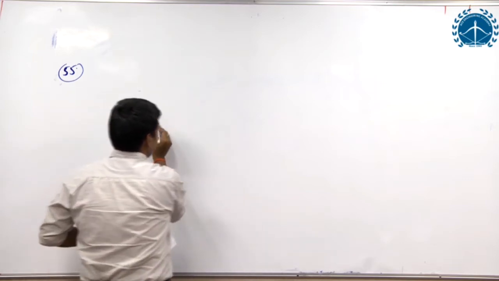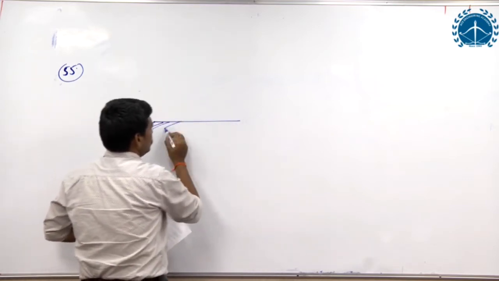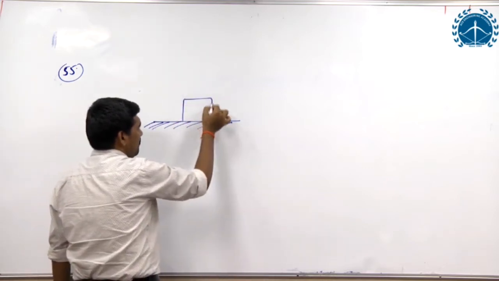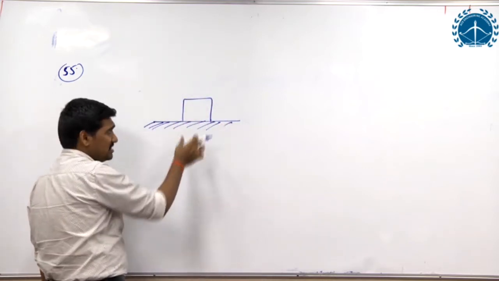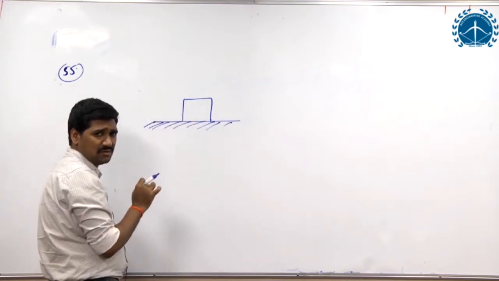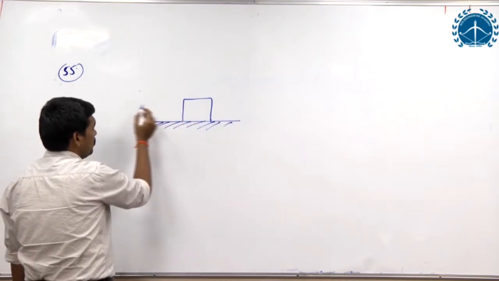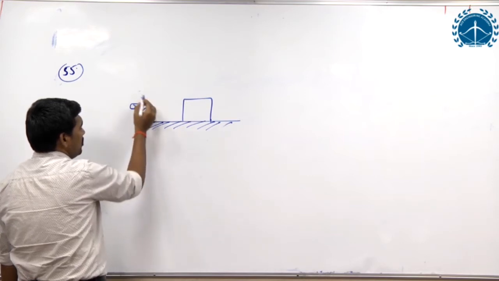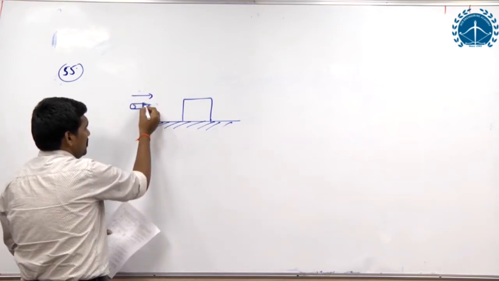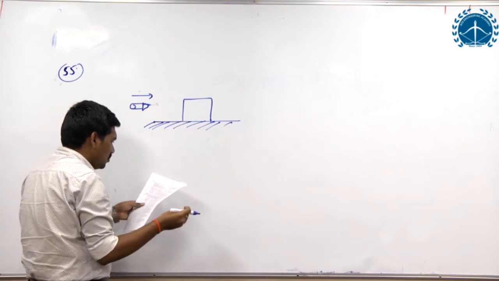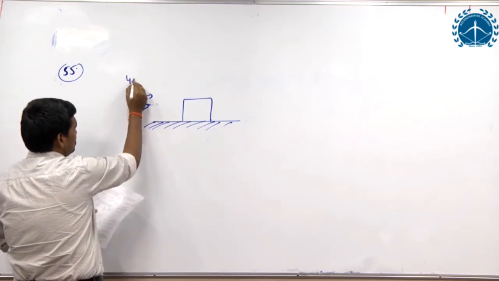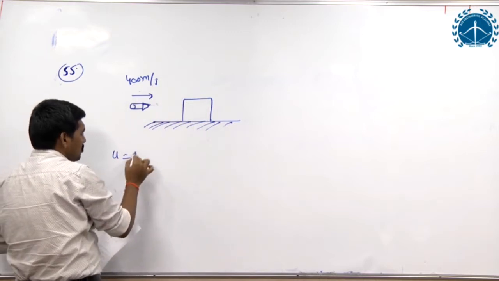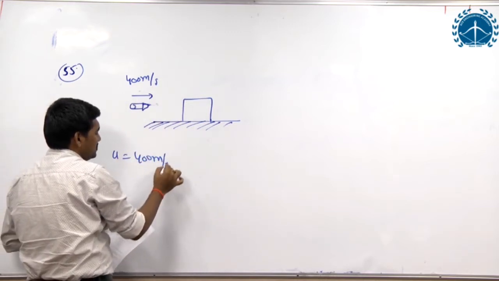So first of all, this is a fixed support I am taking, upon which we have a block, and this block is fixed, meaning there is no translation possible for this block. Now onto this block we are firing a bullet, and this bullet is coming with a velocity of 400 meters per second. So the initial velocity is 400 meters per second.